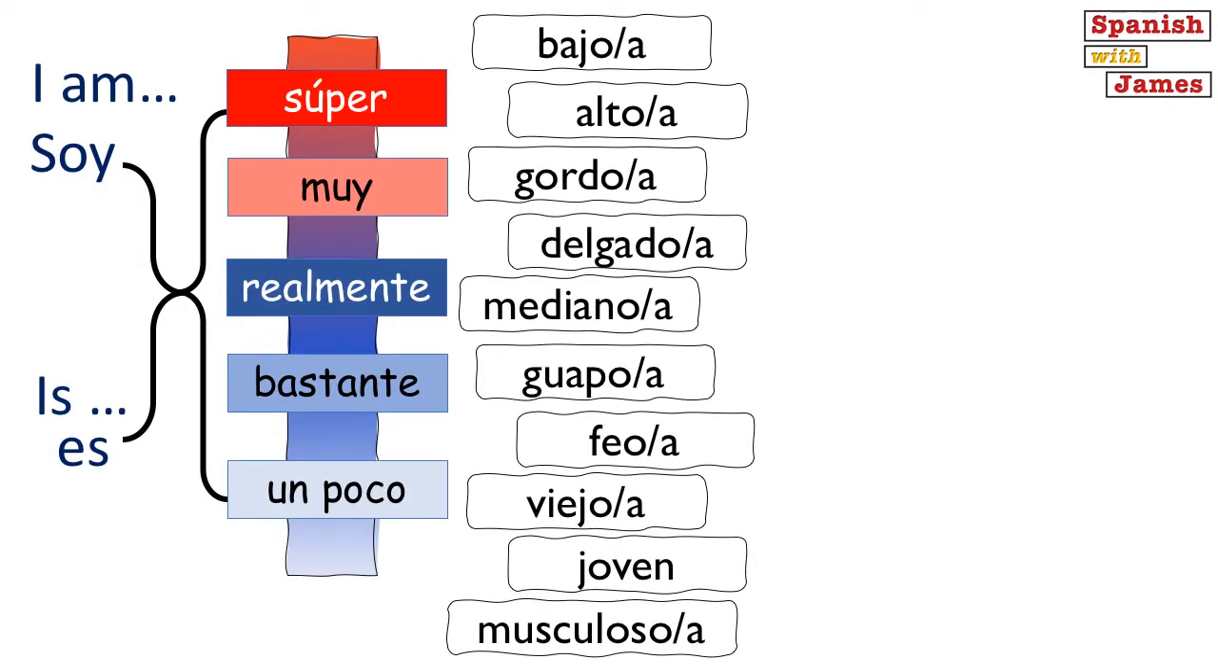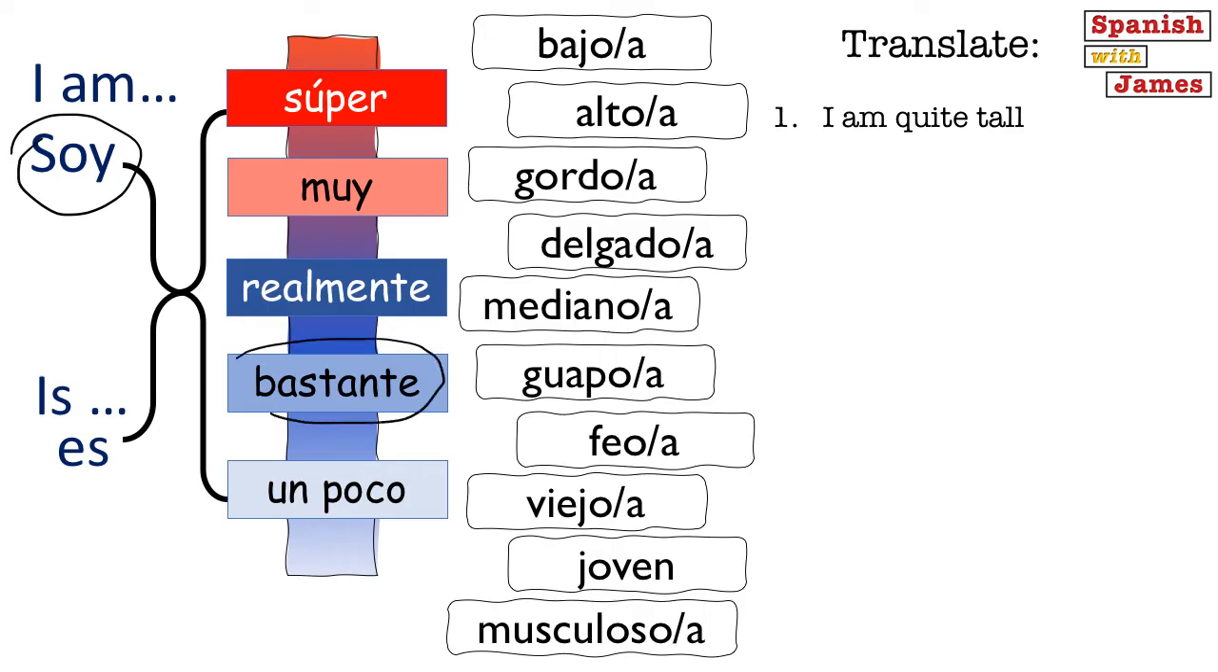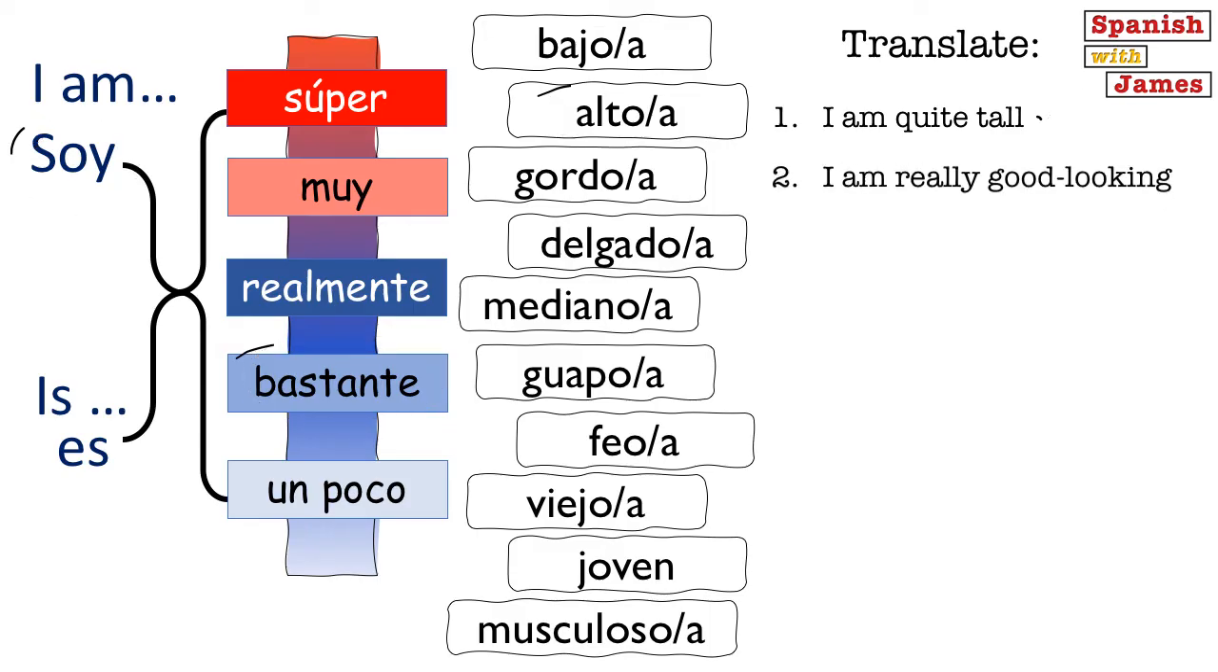Okay, so here we've got all of the different options. This time I've taken the English away because we should have seen these before and we've just had a chance to refresh our memory. And what I want you to do to practice this is to translate each of these short phrases. So the first one is I am quite tall. So let's do that one together. I am quite tall. Soy, I am, bastante, quite, alto or alta, tall. Okay, so that's that one done. The next one is I am really good looking. So just pause the video, translate it, and then push play to go through.